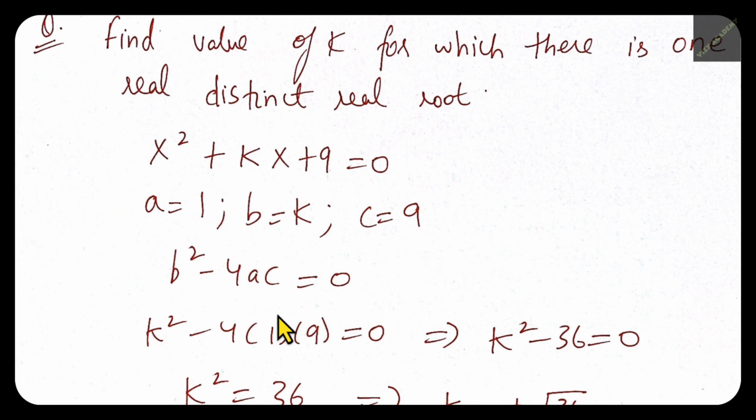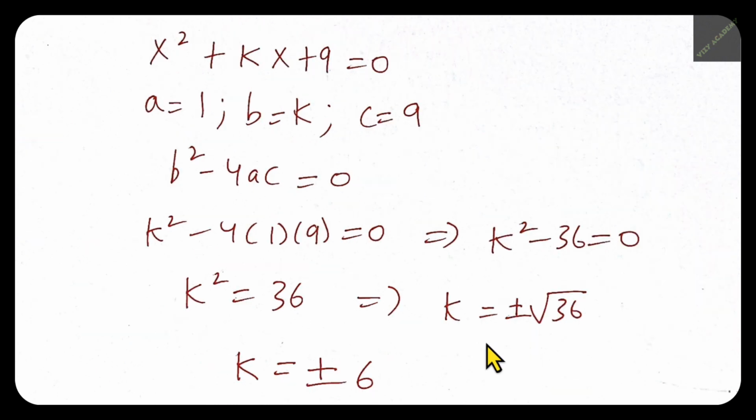Now let us work on the second type of question, where we have to find the value of k for which there is one real distinct root: x² + kx + 9 = 0. We have to find the value of k based on the one distinct real root scenario. So a is equal to 1, b is equal to k, c is equal to 9. We will use the formula b² - 4ac = 0. So k² - 4 times 1 times 9 = 0. So k² - 36 = 0. So k² is equal to 36, and k is equal to plus or minus root 36. So k is equal to plus or minus 6.